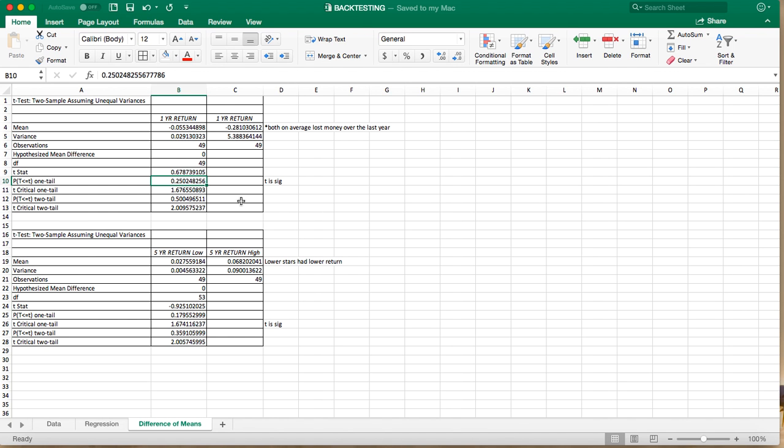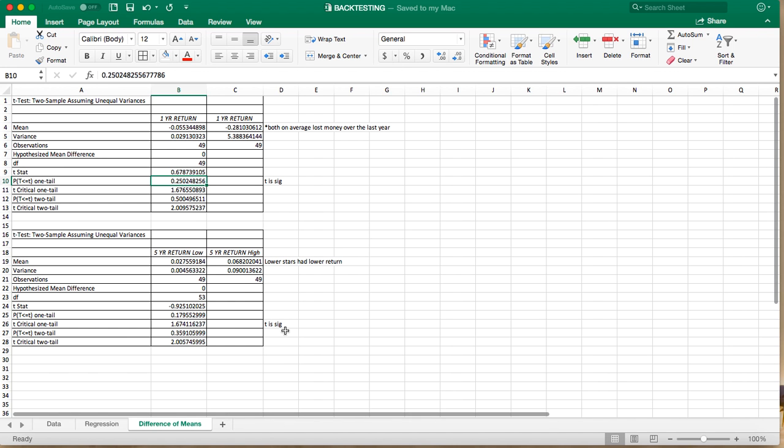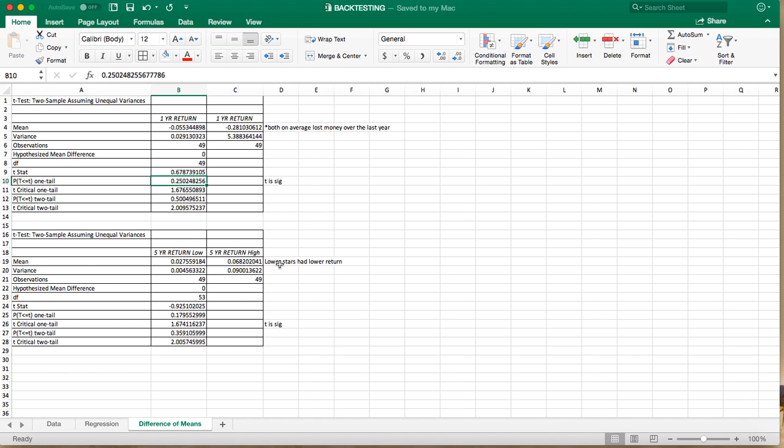So this is the 1-year return low, and this is the 1-year return high. We can see that these are both negative, so on average they both lost money over the last year. For the 5-year return low and the 5-year return high, the lower stars had a lower return, but these are both positive, so that's good. So what this is telling us is that lower stars did have a lower return, so maybe this says the stars rating does tell you a little bit of something.